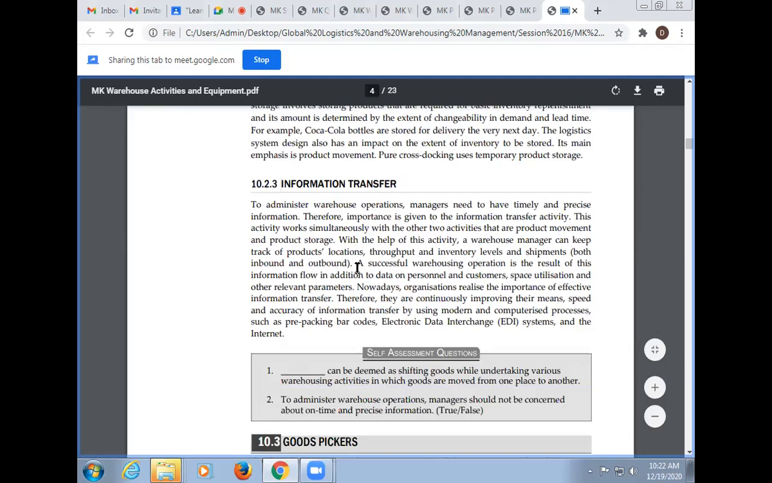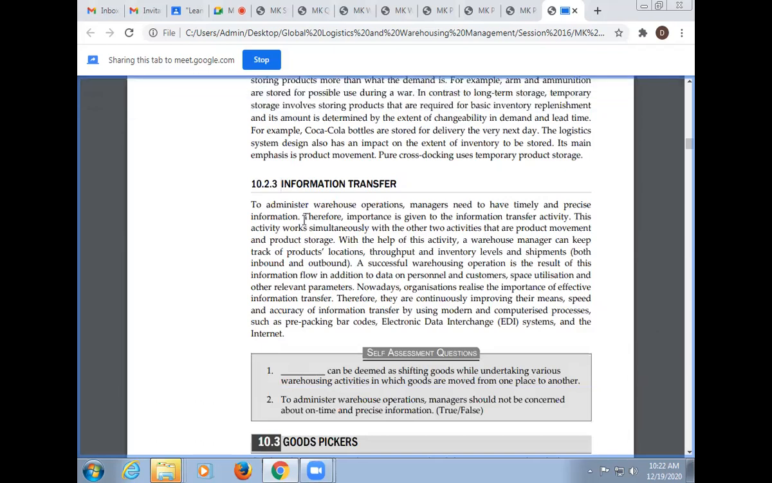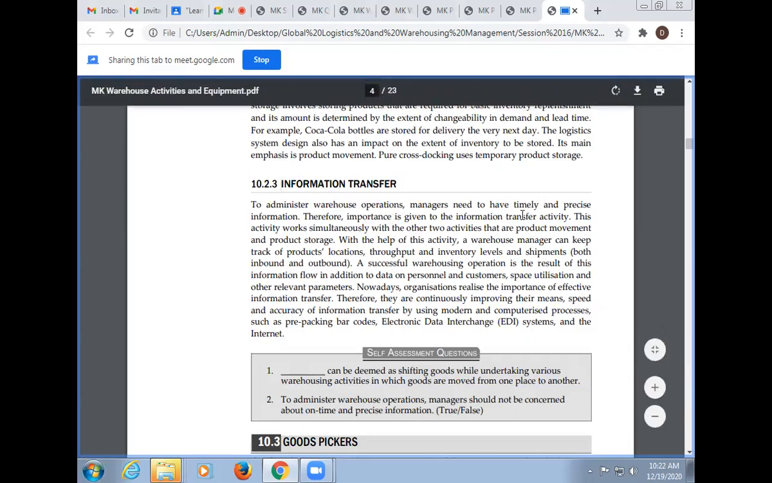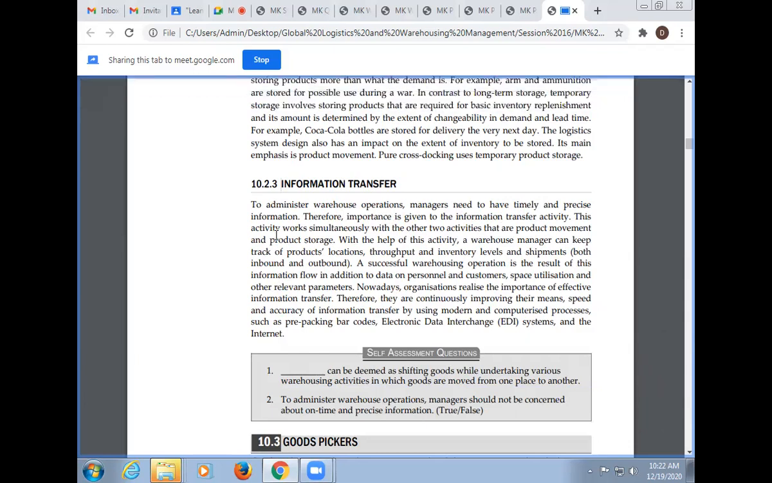Information transfer. To administer warehouse operation, managers need to have timely and precise information. Information is a necessary part for the function of the management. Any management functions according to the information. Therefore, importance is given to the information transfer activity.